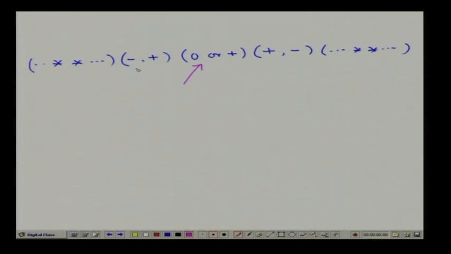And here you find that this transition from 0 to positive or from positive to 0 indicates the occurrence of edge points. And this inner parenthesis, where I have only 0 or positive symbols, actually indicates the object region.